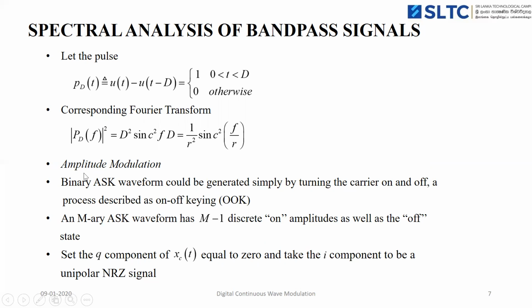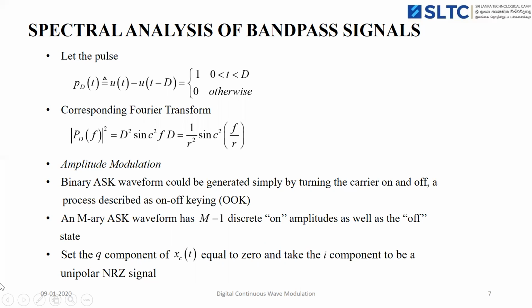Now we'll discuss amplitude modulation. The basic digital amplitude modulation is binary ASK. It is generated by simply turning the carrier on and off, so it is also called the on-off keying technique. If you go with M-ary ASK modulation, then M-1 discrete amplitude levels will be generated, along with the on position and the off position.